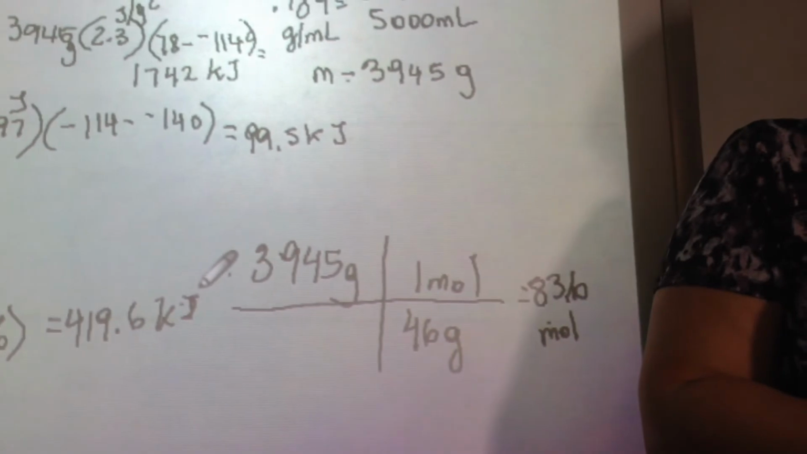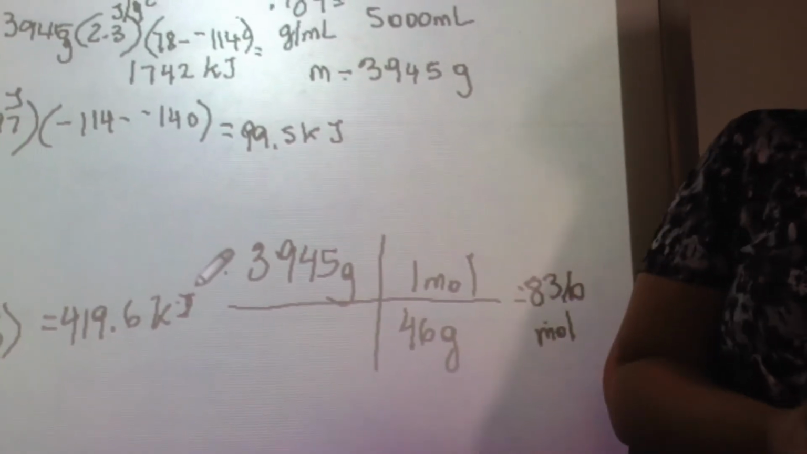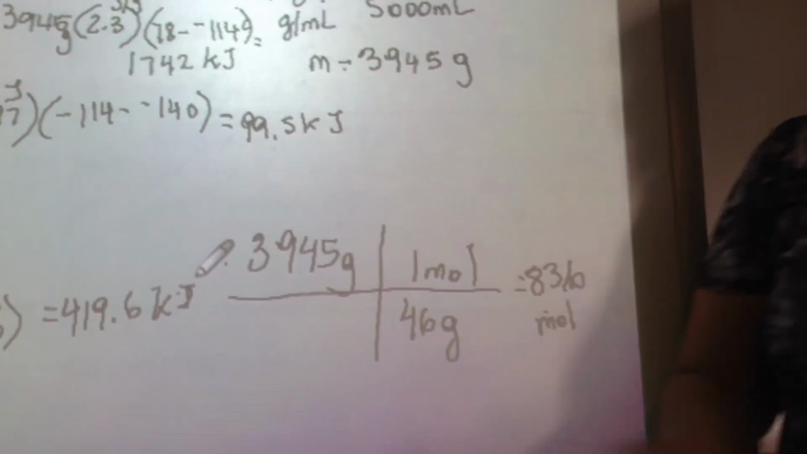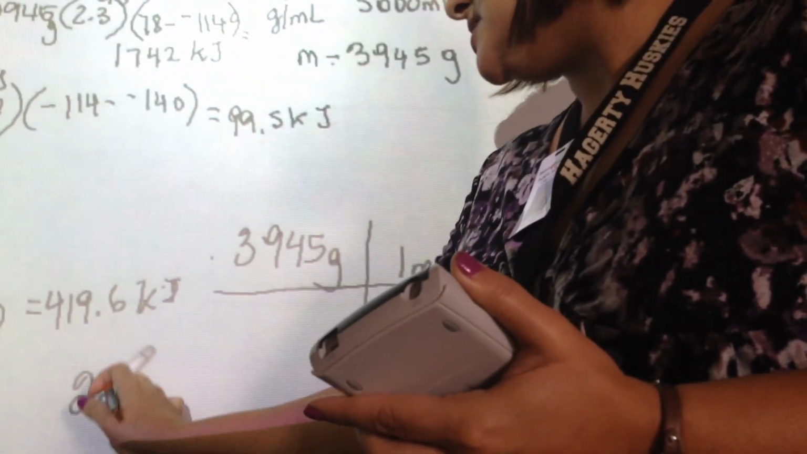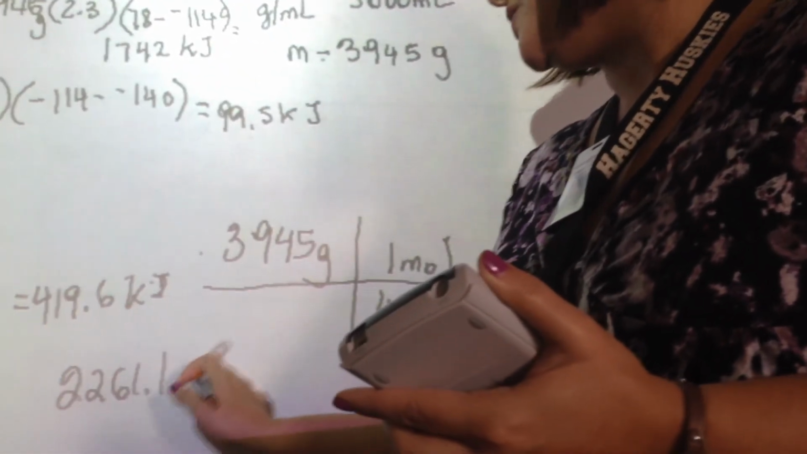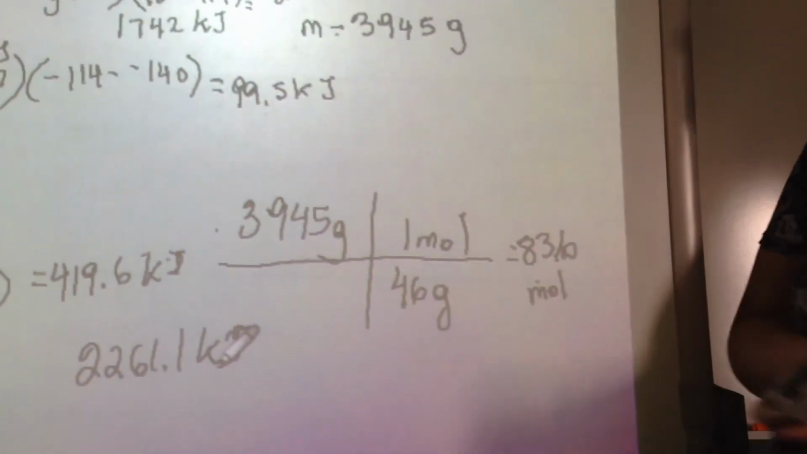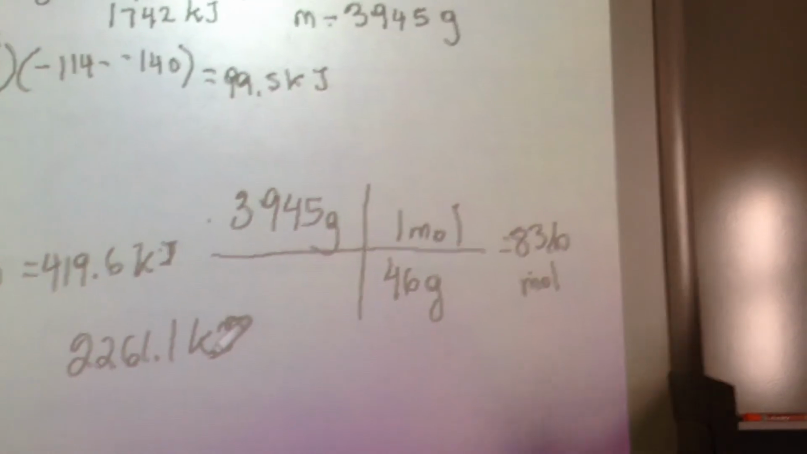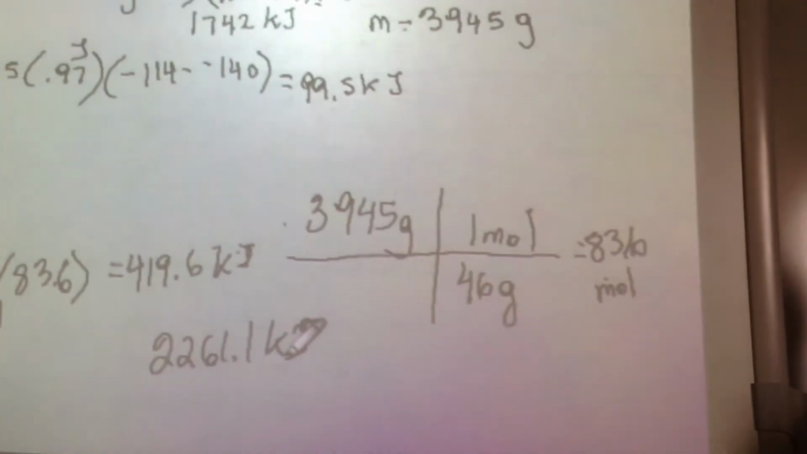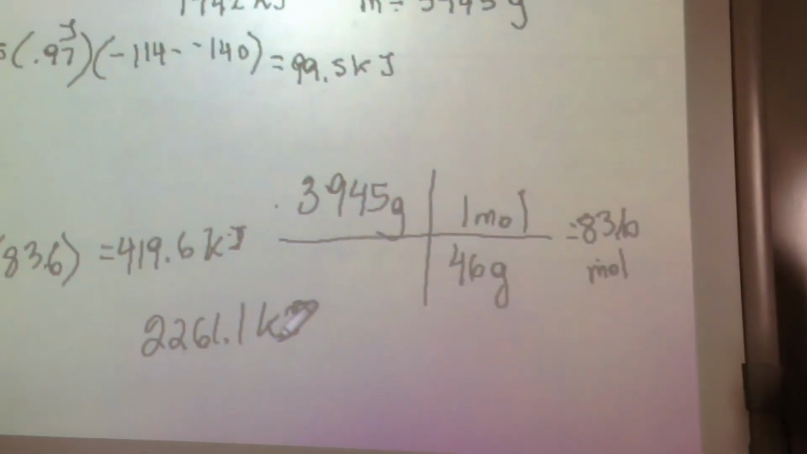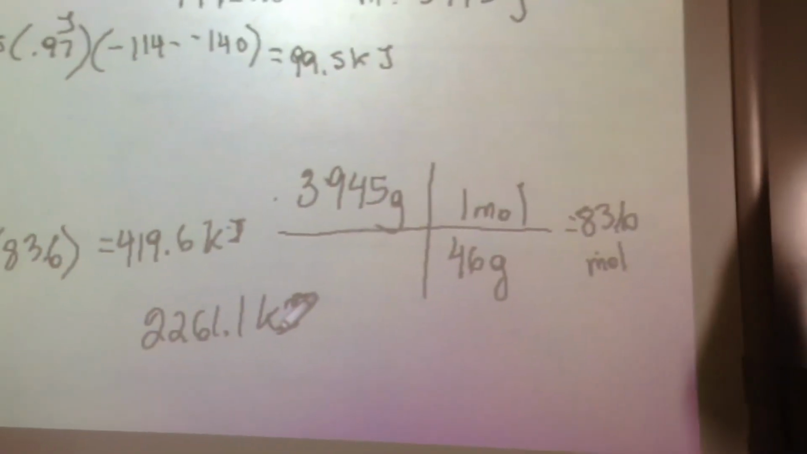It's 1742 plus 99.5 plus 419.6, so I get 2,261.1 kilojoules. That's how much energy it takes to get 5 liters of ethanol to go from -40 in the solid form to 78 degrees where it's boiling. That's not a ridiculously large amount of energy. It really isn't, and it shouldn't be.